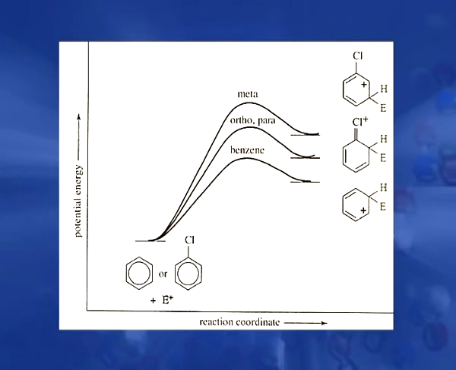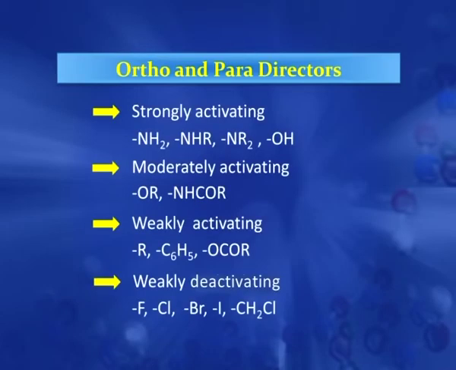So, we can see the energy diagram. This is benzene, which has a low activation energy as compared to chlorobenzene, because chlorine has an electron withdrawing inductive effect. But due to its electron donating mesomeric effect, it stabilizes the ortho and para intermediate arenium ion more as compared to attack on the meta position. So, we can say chlorine is a deactivating group, but it is an ortho and para director.